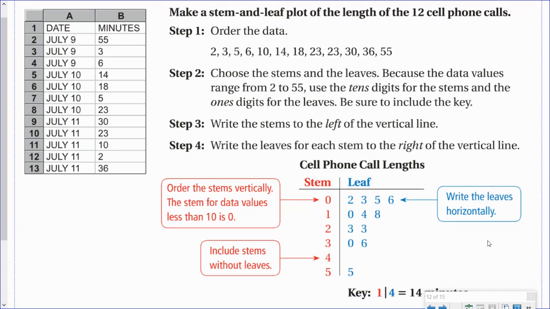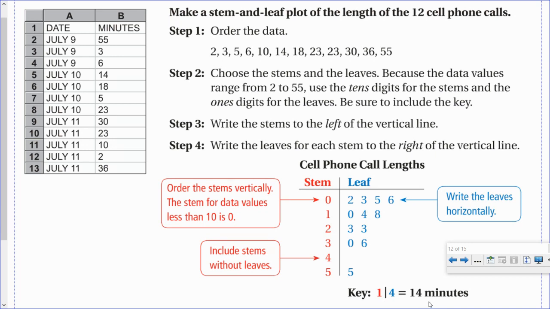Then what you're going to do is you're going to go ahead and write all the leaves. So the first call, the shortest, was 2 minutes. So 0 and 2 makes 2. Then we had a 3-minute call, 5-minute call, 6-minute call, a 10-minute call, a 14-minute call, 18-minute call, and so on, all the way to our 55-minute call. Down here, this is important. We have the key, which tells us if you take one stem number and put it with one of the leaves, in this case, a 1 and a 4, that represents a 14-minute call.